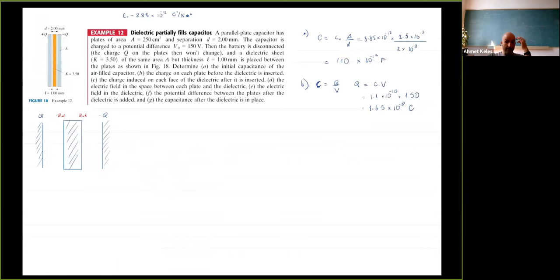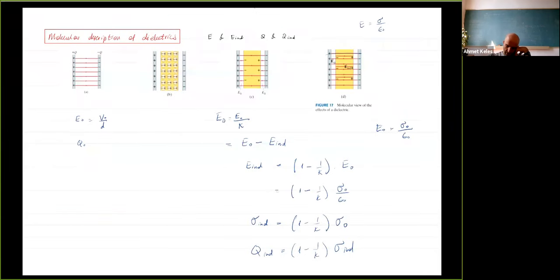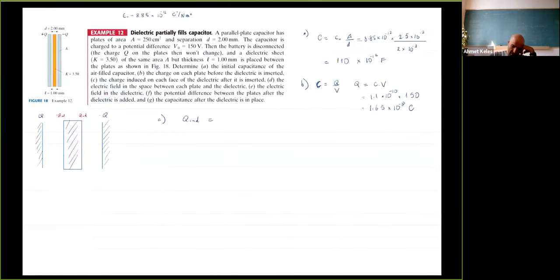How do I find this? Q induced is equal to, we just obtained a formula, right? Q induced equals this guy, 1 minus 1 over K, times the charge, which we calculated. So we can do this. I found 1.17 times 10 to the minus 8 coulombs. I'm assuming that's correct, so I'll carry on.